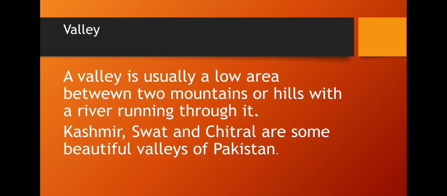If we talk about a valley, a valley is a very low area found between two mountainous regions or two hill stations. On both sides of a valley there are mountains and hills, and it is always situated between them, and valleys always have a river running through them. There are many beautiful valleys in Pakistan like Kashmir, Swat, Naran, Kaghan, Chitral, and the Neelum Valley as well.